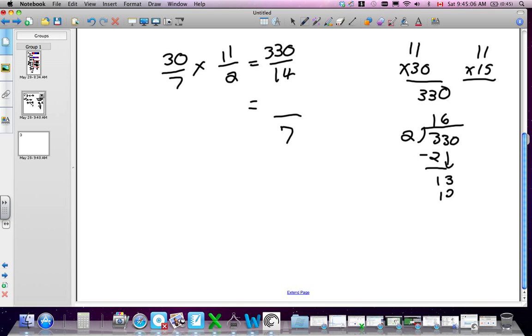You bring down the 0.5. Hey. 165. And I will quickly tell you that 7 does not go into that. So this is reduced form. That was a big number. I shouldn't have chosen one so big.